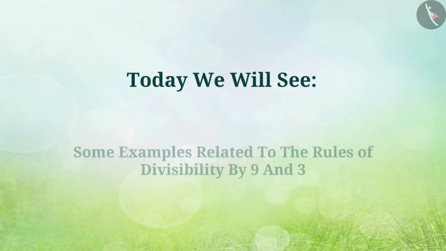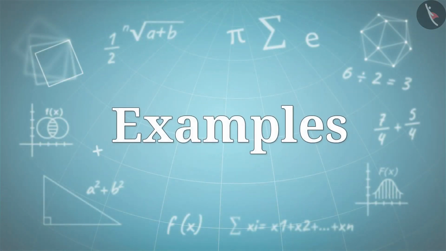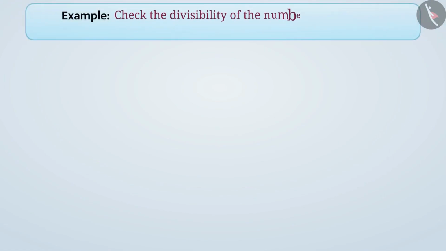Today we will see some examples related to rules of divisibility by 9 and 3. Check the divisibility of the number 25,69,815 by 9 and 3.